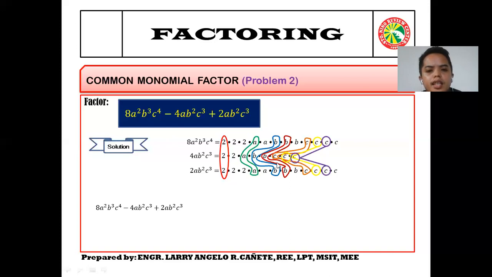Not necessarily do you have to do the prime factorization for the GCF. It's much easier if you just simply look into the variable. So for example, C to the fourth, C cubed, and C cubed, they have only common up to 3. So that is the GCF for variable C. Therefore, we come up with GCF 2AB squared C cubed.